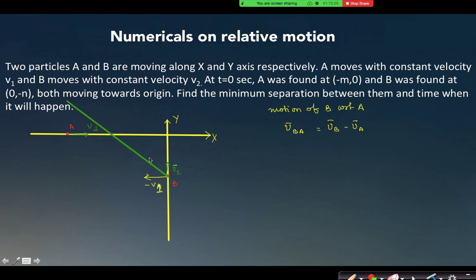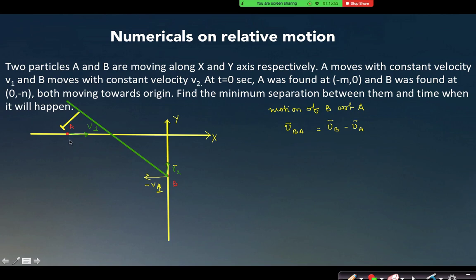As there is no acceleration, B with respect to A will only move along this straight path. Now forget about all these xy axes. With respect to A, A is the observer and B is moving along this straight path, and that is the definite distance. We can easily understand that this distance we have to find is the minimum separation between A and B.